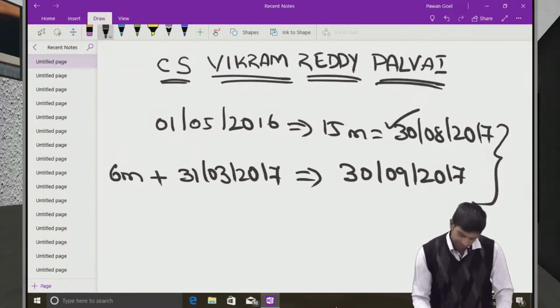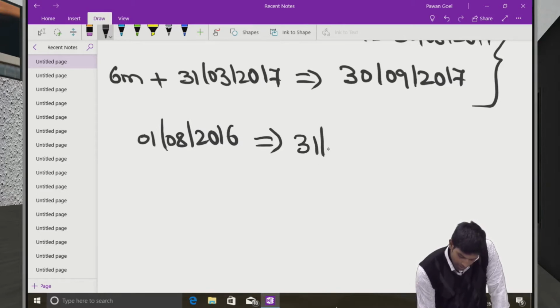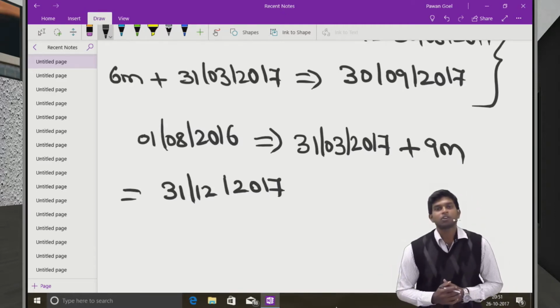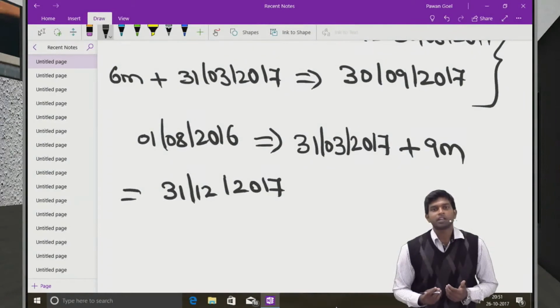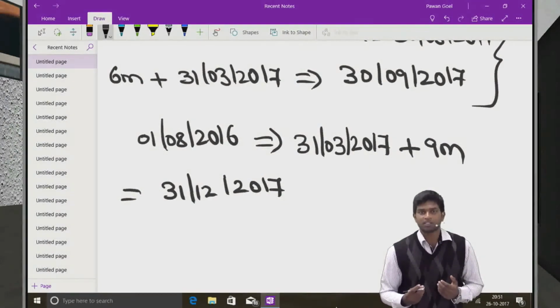However, in case of first AGM, this 6 months is replaced with 9 months. For example, if my company is incorporated on 1st August 2016, then the financial year end would be 31st March 2017. So 9 months from here will come to 31st December 2017. For a company incorporated on 1st August 2016, the due date for conducting the first AGM will be 31st December 2017.